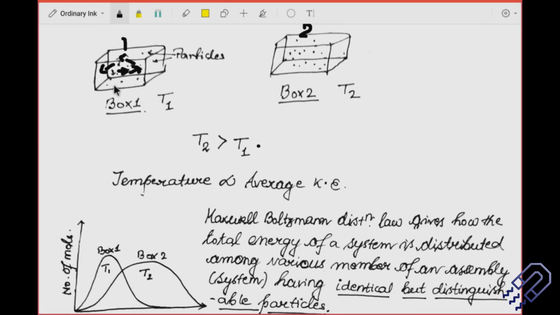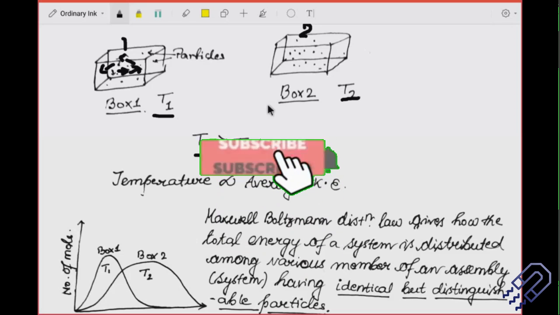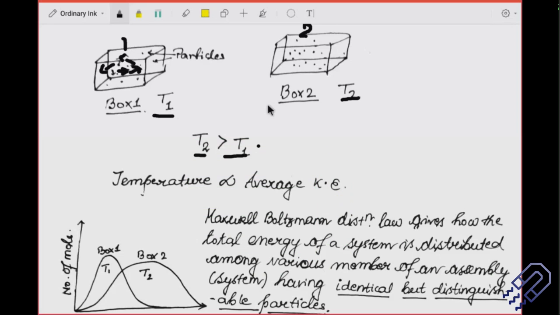But what is the basic idea? If you have a temperature T1 and a temperature T2, and the temperature in box 2 is more than box 1, the gas molecules present in box 2 will move around more vigorously, and that means their energy will be more. On the other hand, if the temperature is less, the chances are that their energy will be less. So the temperature of the box will govern the average kinetic energy.